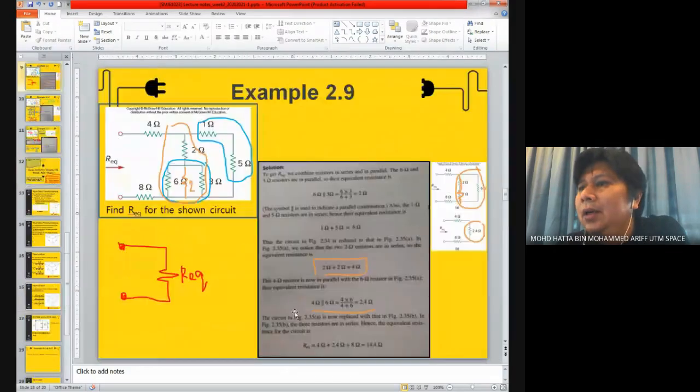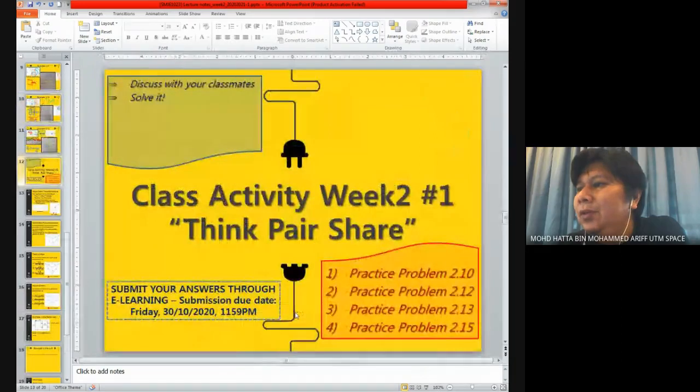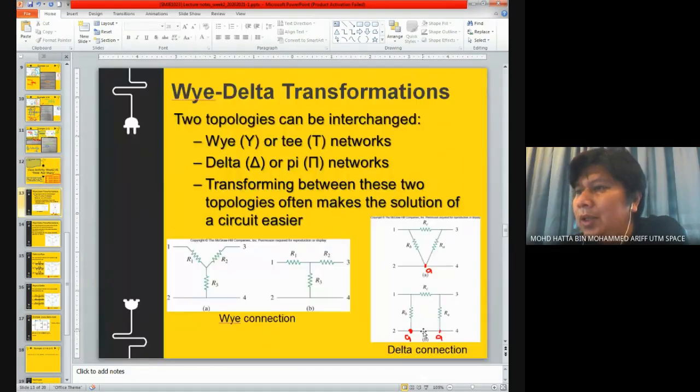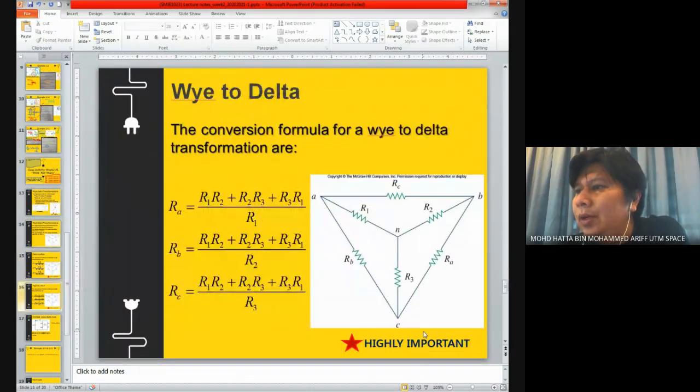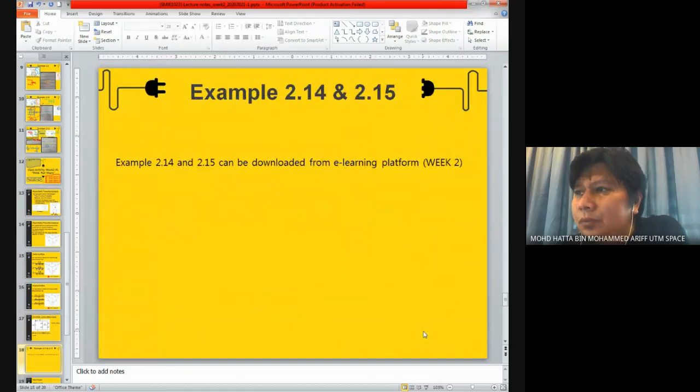Remember that I have a class activity over here. We have four questions that you need to submit by Friday. The last part of the question is practice problem 2.14, regarding the delta Y connection. Maybe you need to have a look at the example that I put on the e-learning platform.